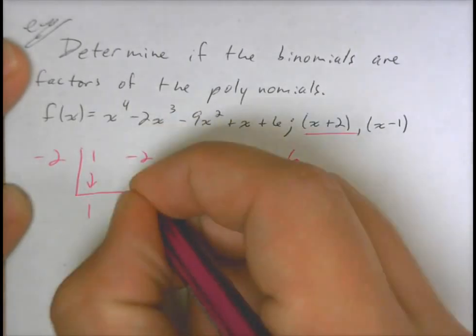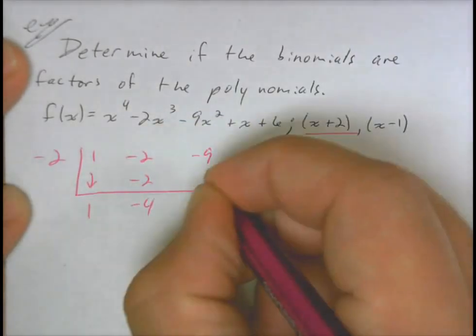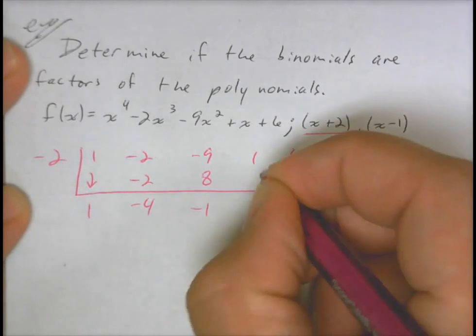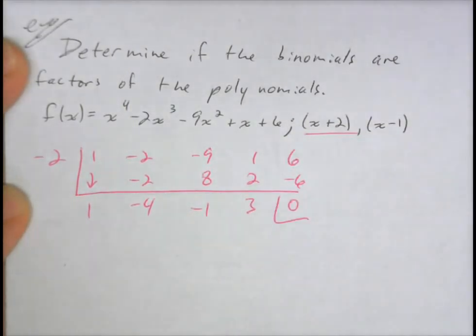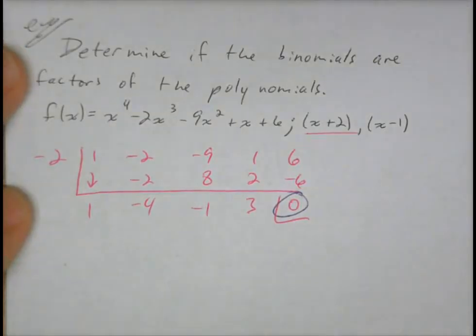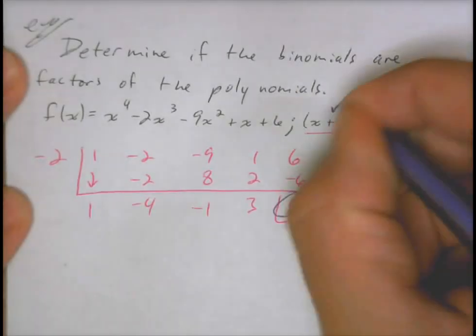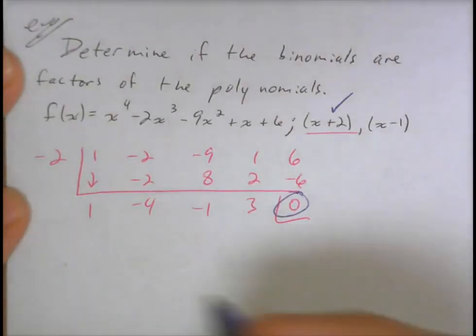Bring down the 1, 1, negative 2, negative 4, 8, negative 1, 2, 3, negative 6, 0. So remember, all that we are looking for, if it is a factor, you will have no remainder, which means it is a 0 of the function. So x plus 2 would actually be a factor of it, so we are good to go there.